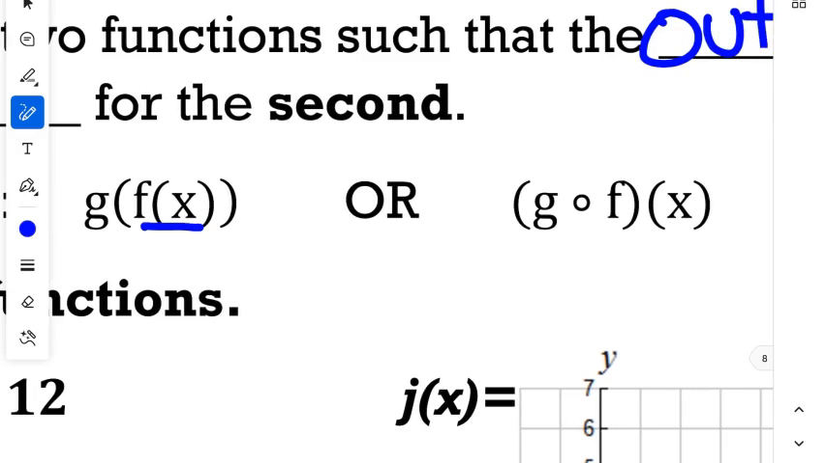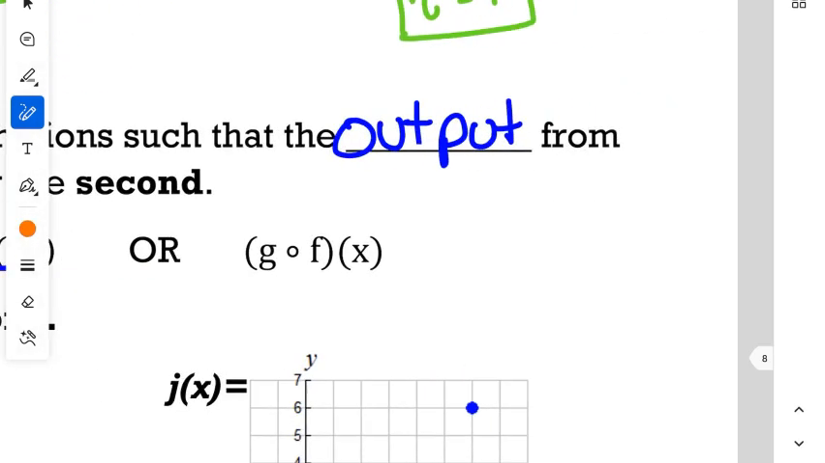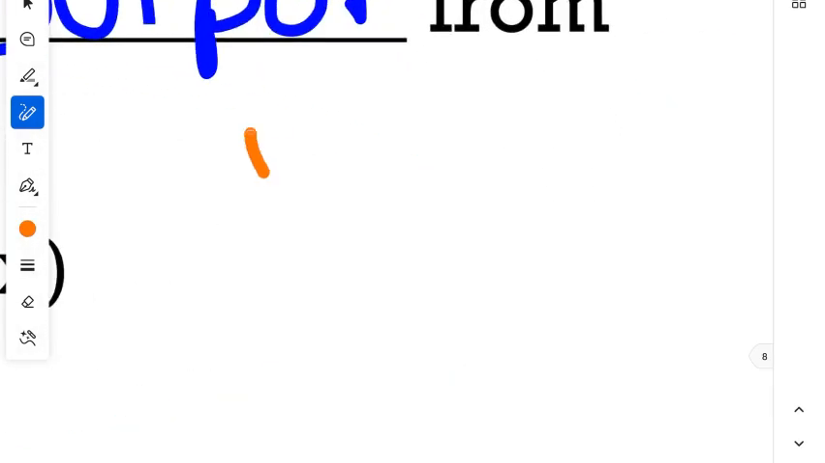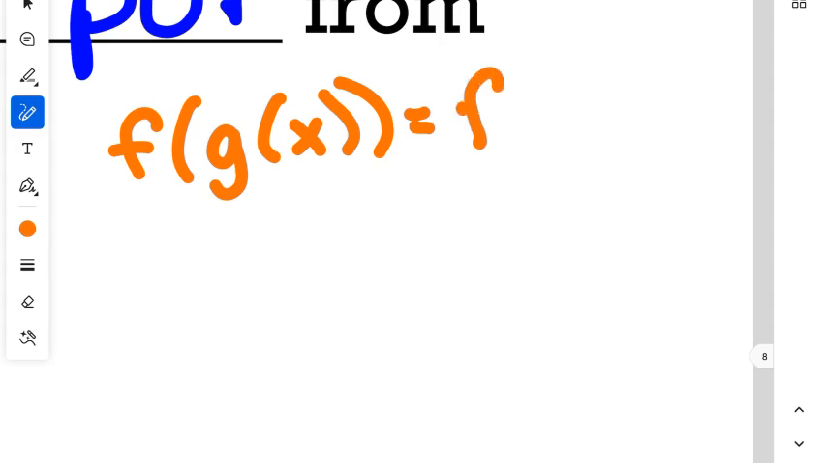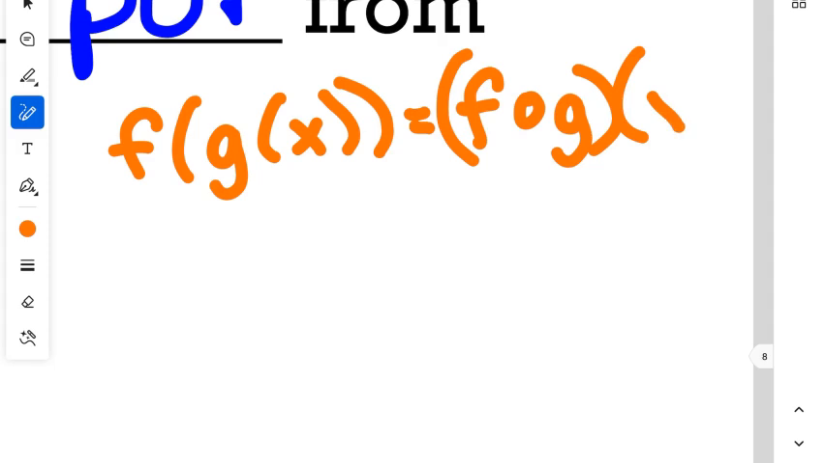So g open circle f, that means composition of functions. So really it's g of f of x. Another way you could see it is if I say f of g of x. F of g of x means f of g of x, like that.